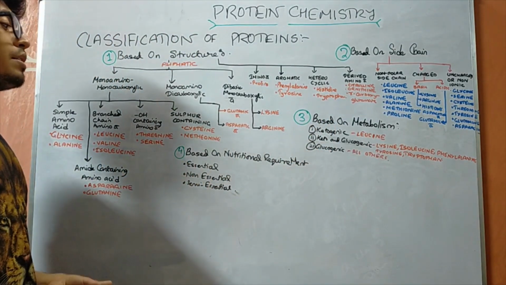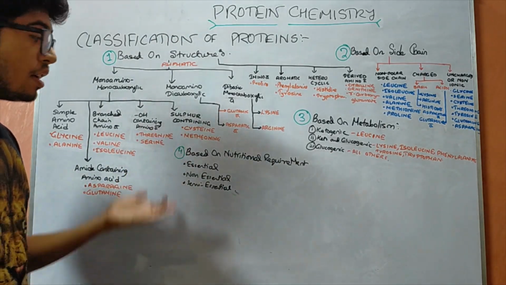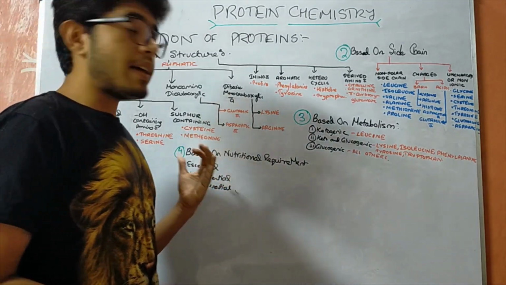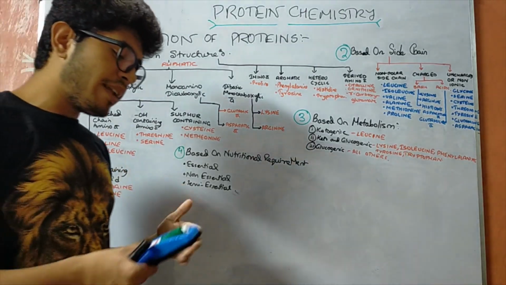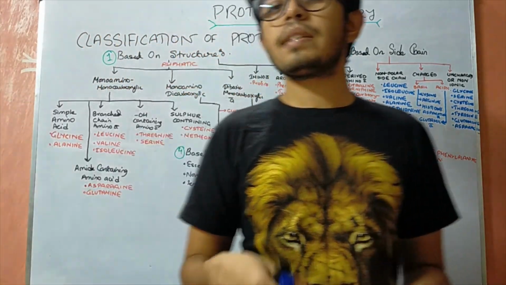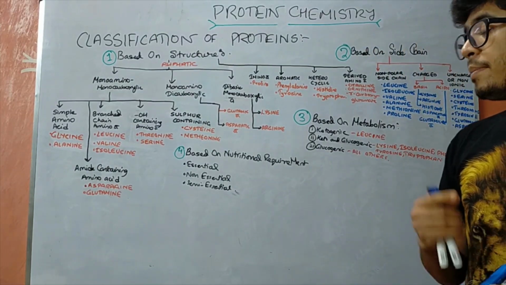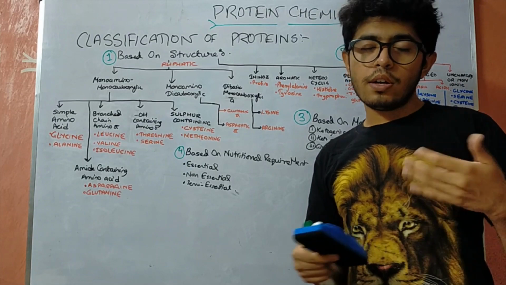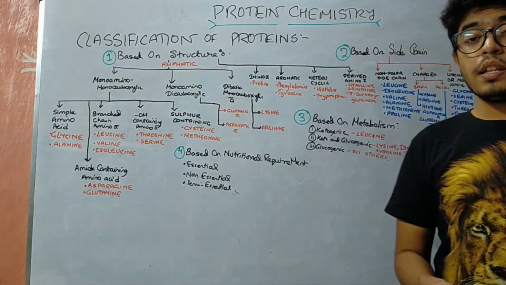Now coming to the classification based on nutritional requirement, it can be classified into essential, non-essential and semi-essential. Essential amino acids are the amino acids which are not synthesized in the body and are very much required in the diet, so we need supplementation for these essential amino acids. Non-essential amino acids are constantly being synthesized inside the liver, so we don't require them in the diet at all.